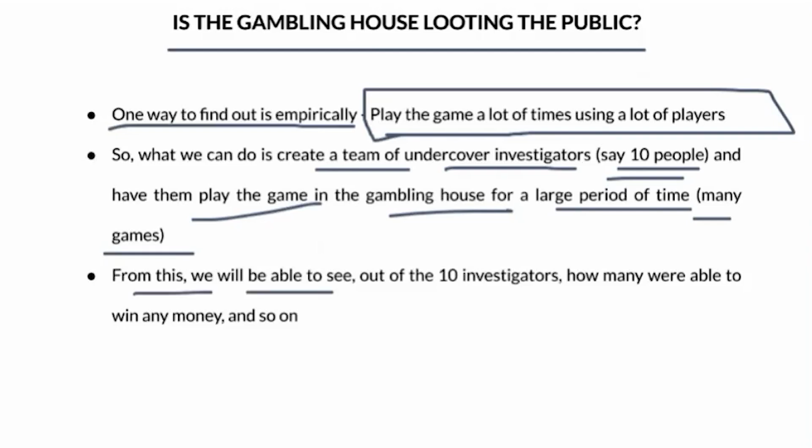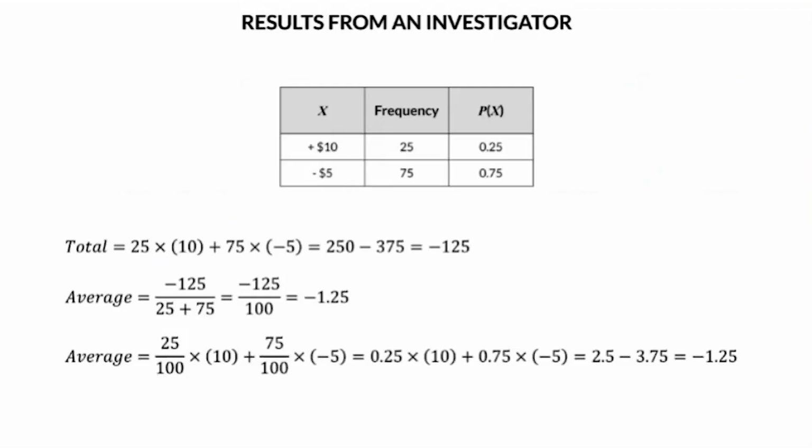From this, we will be able to see, out of the 10 investigators, how many were able to win money, and what is the distribution of how people are winning or losing. One way to do that is just go and do it many times. So suppose we have these results from one investigator. We know that our random variable is plus $10, minus $5, and this investigator played 100 games.